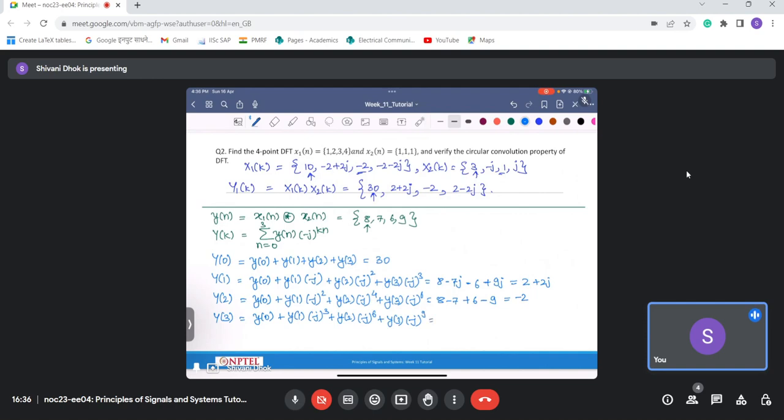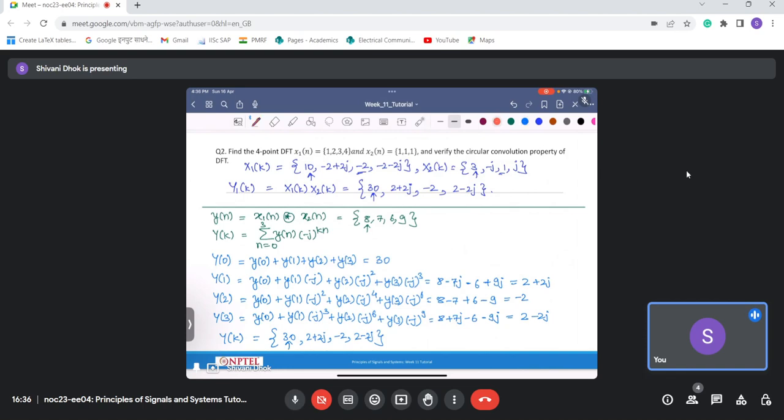So this comes out to be 8 plus 7j minus 6 minus 9j. So this is equal to 8 minus 6 is 2, 7 minus 9 is minus 2j. So we have y of k is equal to 30, 2 plus 2j, minus 2, 2 minus 2j.